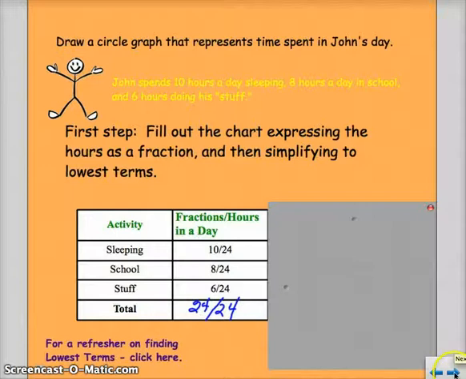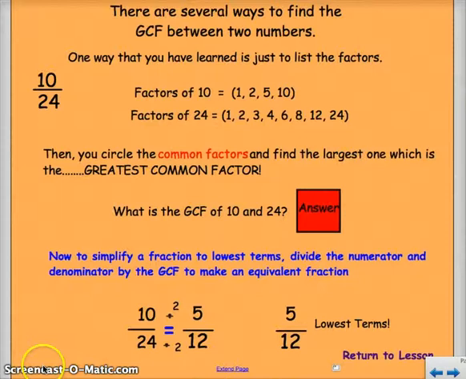Now we can see that all of these fractions actually can be simplified or put in lowest terms. If you need a refresher on how to do that, let's take a look. There are several ways to find a GCF. And as you know, to go from a fraction into lowest terms, you need to first find the GCF. One way you've learned to do that is to just list the factors.